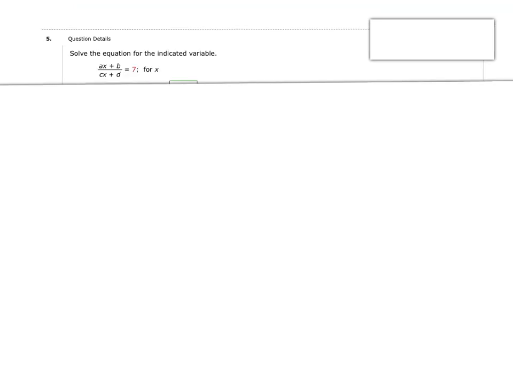All right, next up here, number 5. So for this one, I'm trying to isolate x. I would first multiply both sides by the denominator here. It's always going to make it easier when you have a denominator. All right, and so on the left side here, it's going to cancel out. I'm going to get ax plus b equals, I'm going to go ahead and distribute that 7 in there. So I'll go 7cx plus 7d.